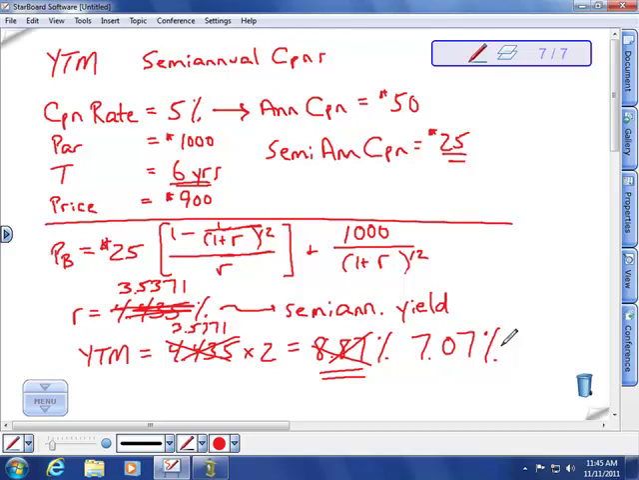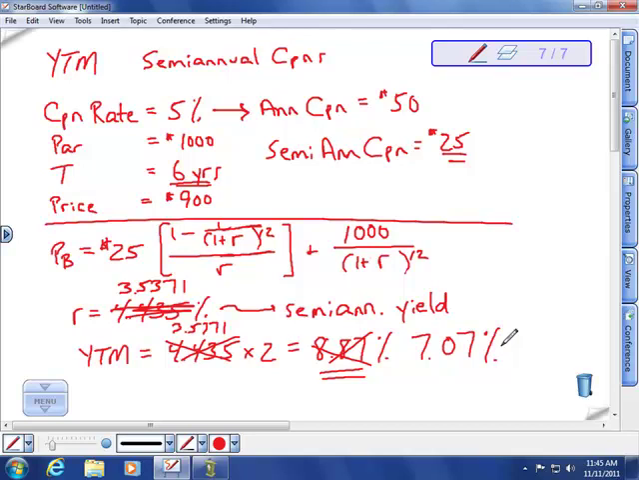All right. Any questions though? Again, this is the actual semi-annual coupon, making 12 6-month periods. So our semi-annual yield is 3.5371. That's the 6-month rate, but the yield to maturity is quoted as an annual rate. So we take that and multiply it by 2 to get the 7.07.